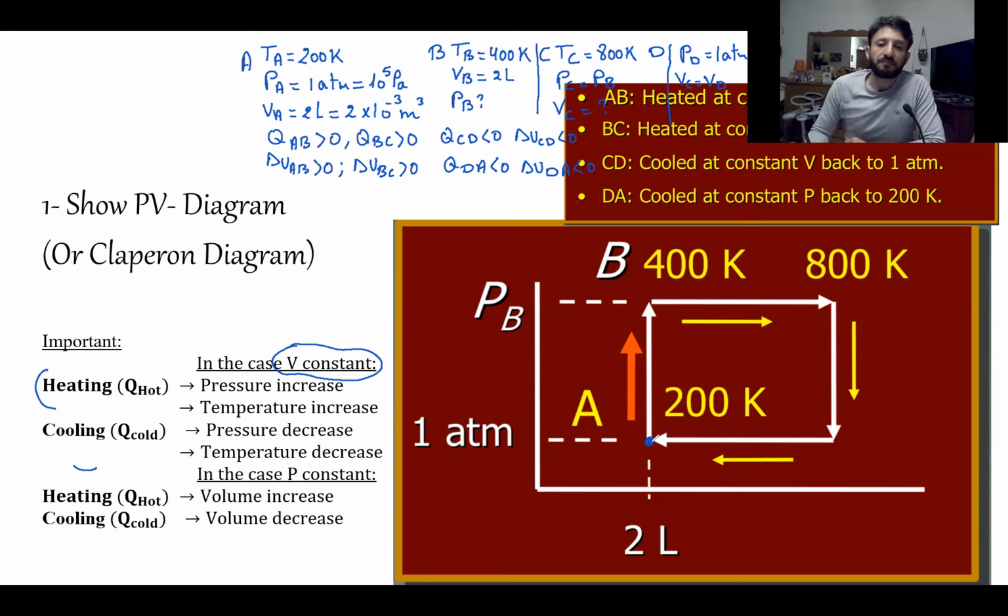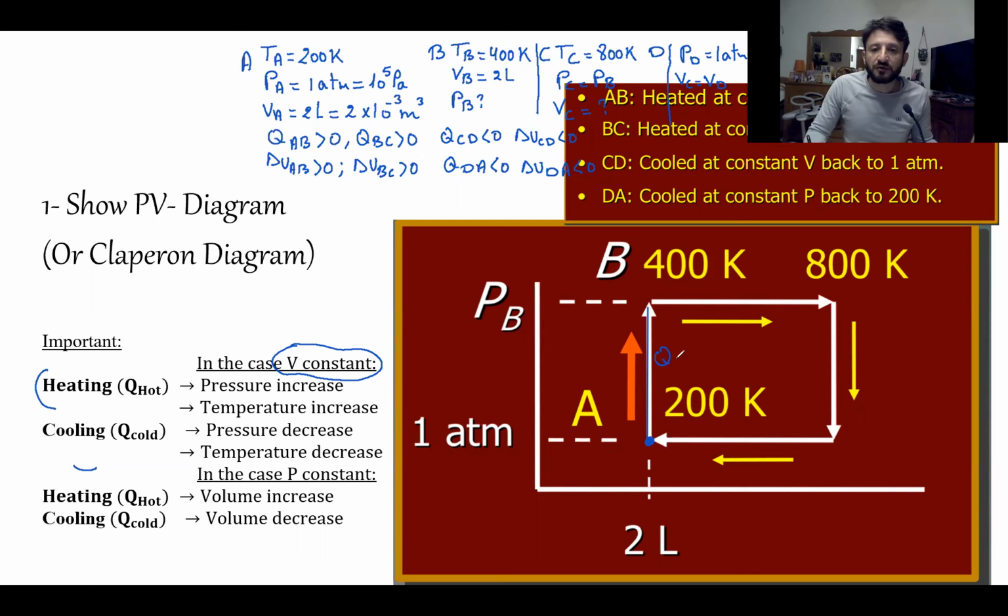Initially, we start at the point A. At the point A, AB, we have a constant volume. We go from the point A to the point B at a constant volume. So here, in general, at constant volume, I have to go up or down. As we have heating, P must be increased. So we have to go up. Like this, you can know the direction of the path.